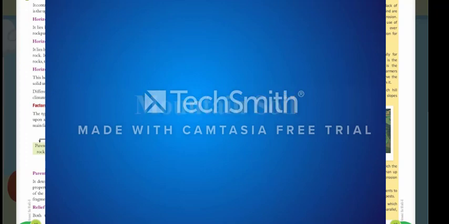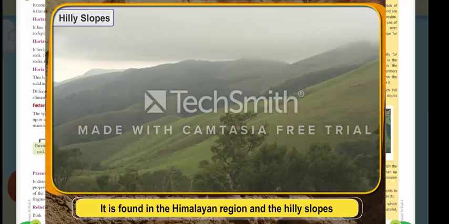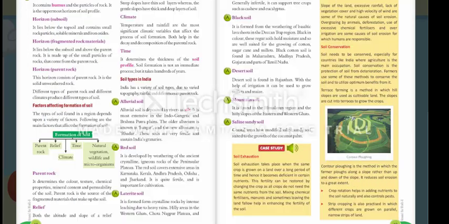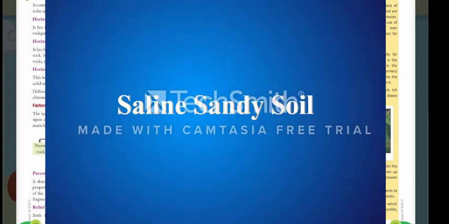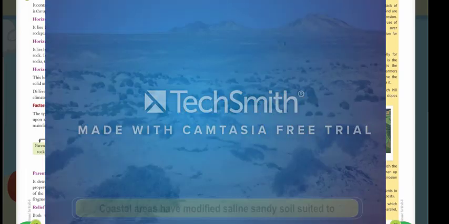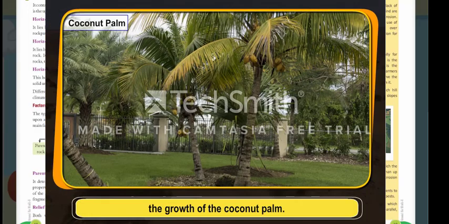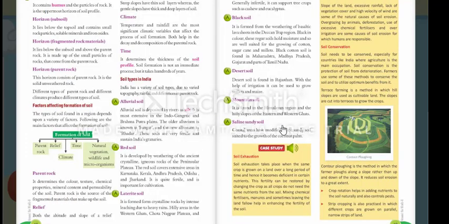Mountain soil. It is found in the Himalayan region and the hilly slopes of the Eastern and Western Ghats. Saline sandy soil. Coastal areas have modified saline sandy soil suited to the growth of the coconut palm.